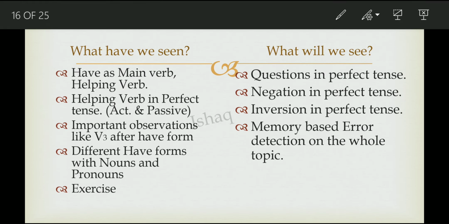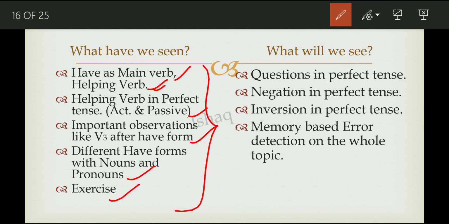So what we have seen till now is have form as main verb and helping verb. That is where we started: what is a have form, how to use it as a main verb and then as a helping verb. Then we discussed helping verb in perfect tense in both active voice and passive voice, and important observations like V3 after have forms and different have forms with nouns and pronouns, and we have seen an exercise. I think till here it is very clear, because this is basic for have forms.